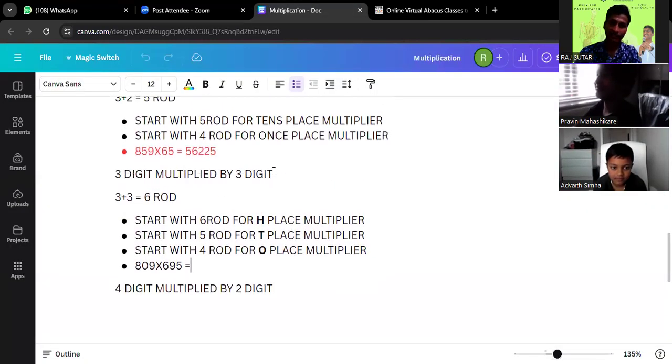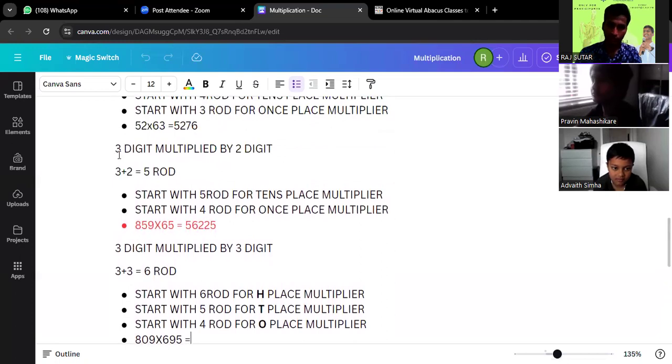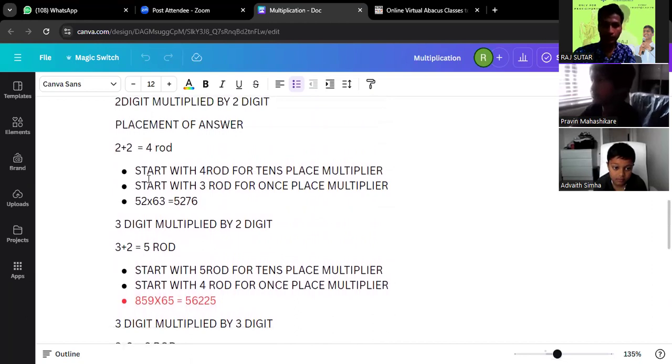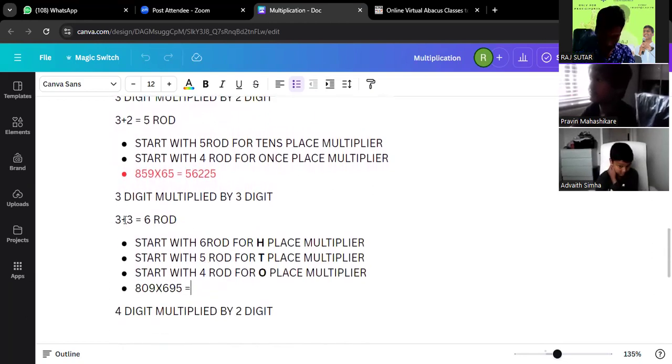In the last class, we learned 3-digit multiplied by 2-digit. Today, I'm also going to take some revision for that. Also, 2-digit multiplied by 2-digit, we have covered. So today, we are going to start with 3-digit multiplied by 3-digit multiplication, 4-digit by 4-digit, 4-digit by 2-digit, 4-digit by 3-digit. All the method is totally same, children.